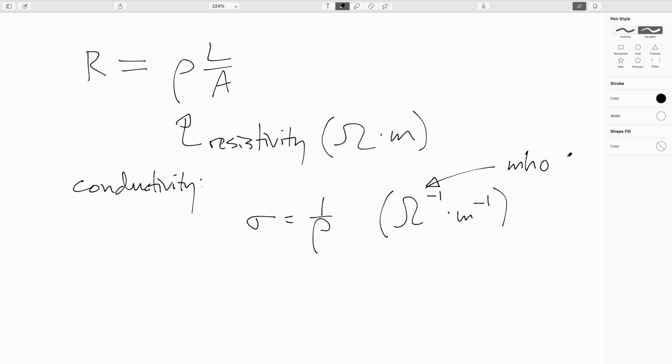And some of them even take it one step further and actually write it as an uppercase omega upside down. So if they do it like this, they will often write this as something like mhos per meter or some such thing like that. That's just a thing that you'll run across in a lot of engineering tables. But I would write it as inverse ohm, inverse meter, and feel a lot better about myself in the process.